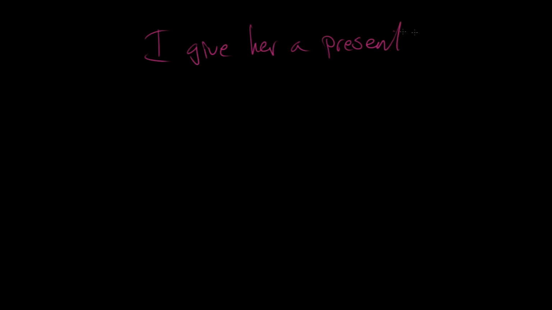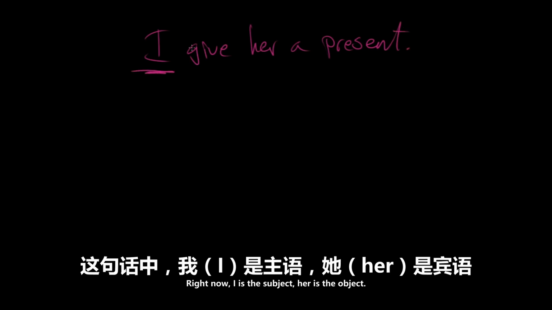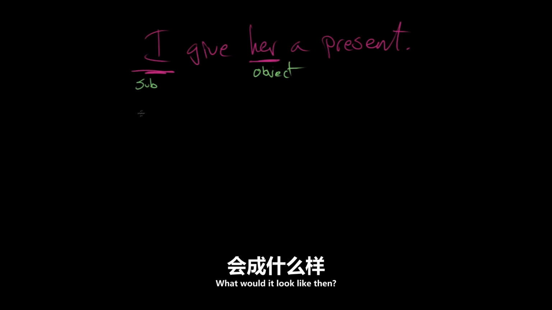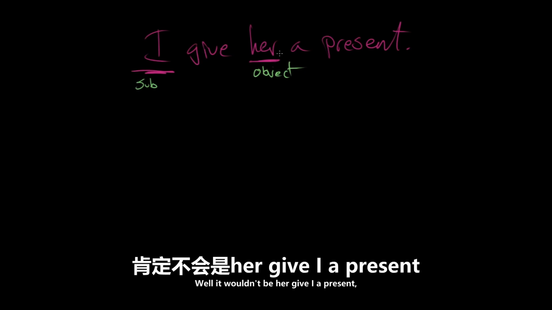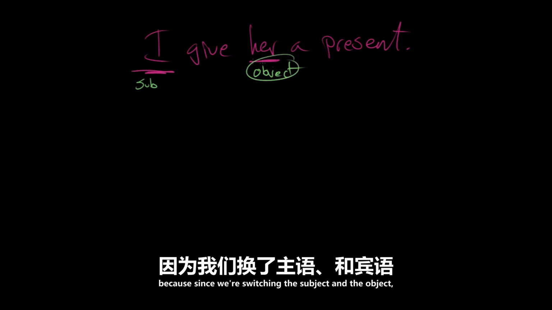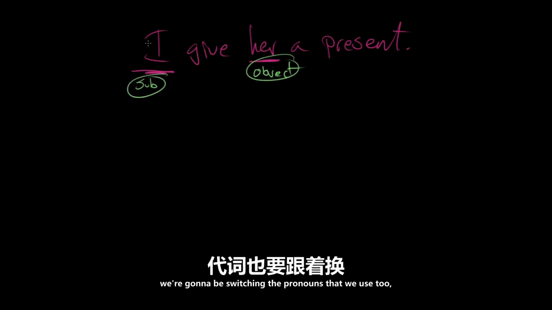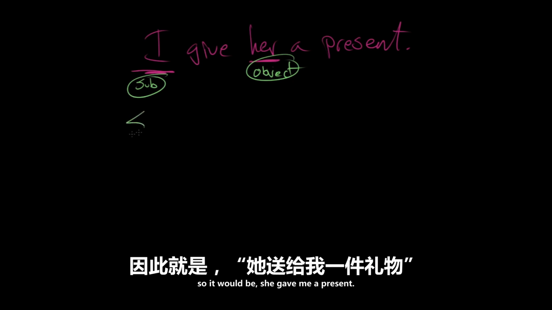I give her a present. Right now, I is the subject, her is the object. Subject, object. But what if we switched it? What would it look like then? Well, it wouldn't be her give I a present, because since we're switching the subject and the object, we're going to be switching the pronouns that we use too. So it would be she gave me a present.